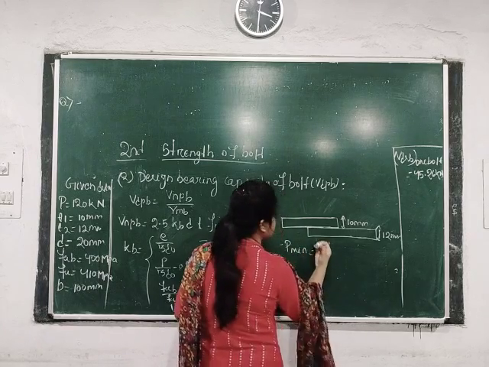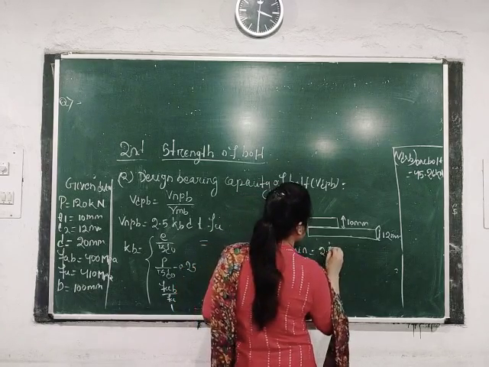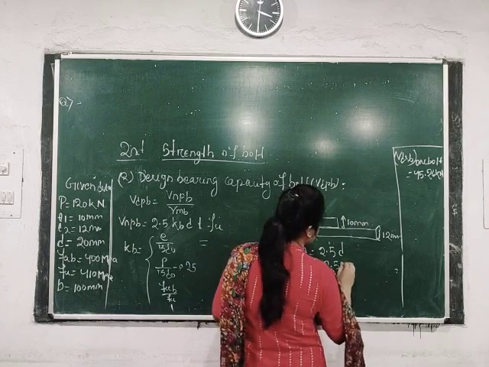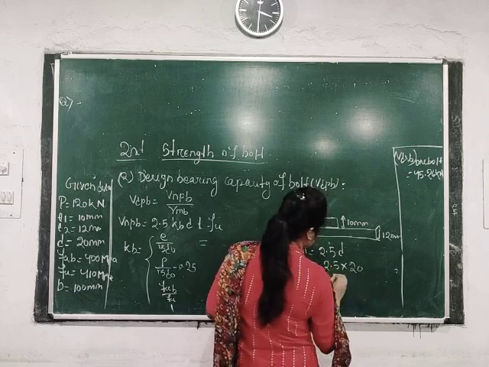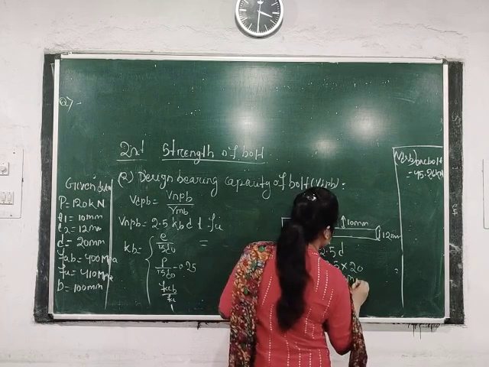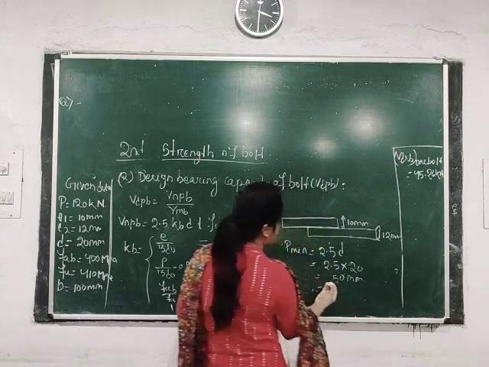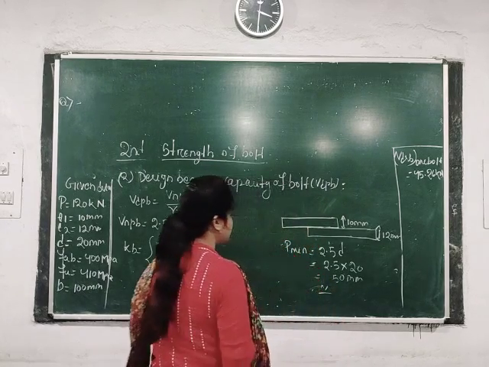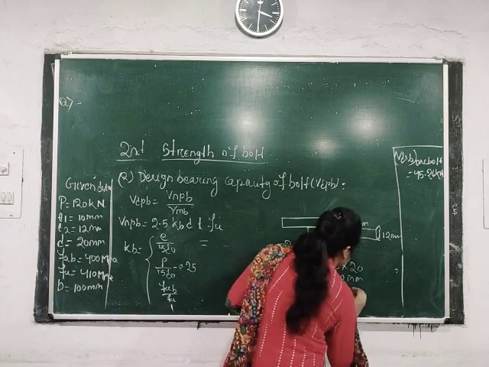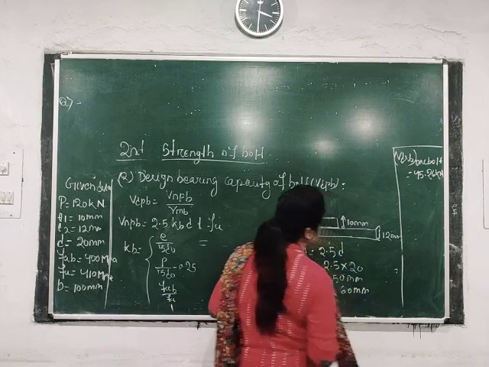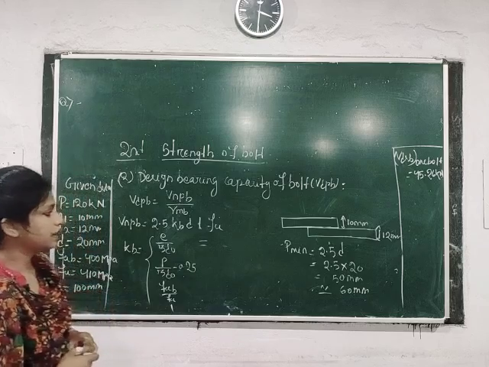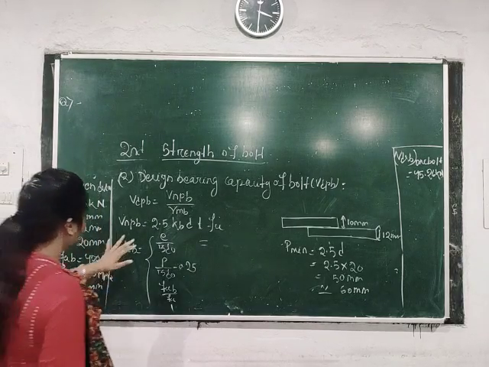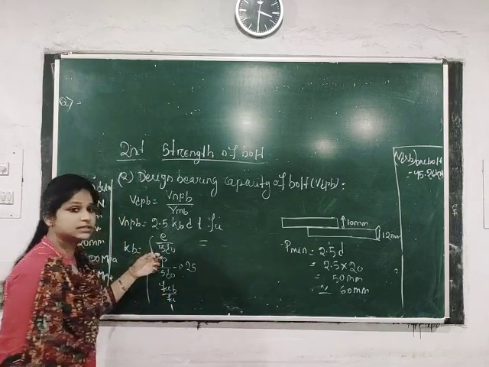So the minimum pitch distance can be calculated by 2.5 times the diameter of the bolt. 2.5 times the bolt diameter of 20 mm is coming 50 mm. Okay, let me take the pitch distance for the design as 60 mm. So put the value of end distance and pitch distance here.